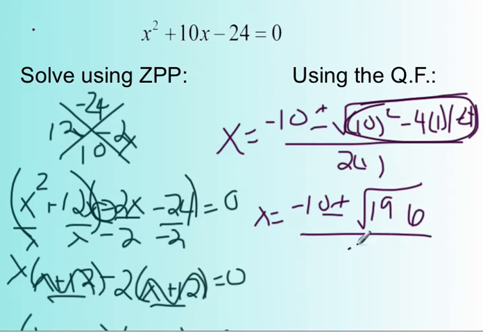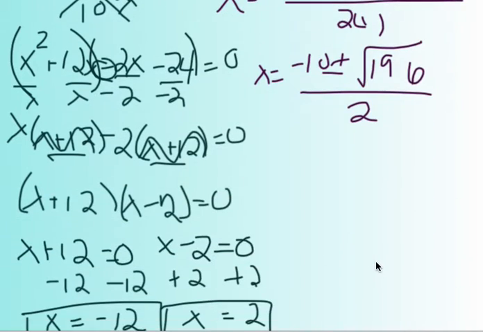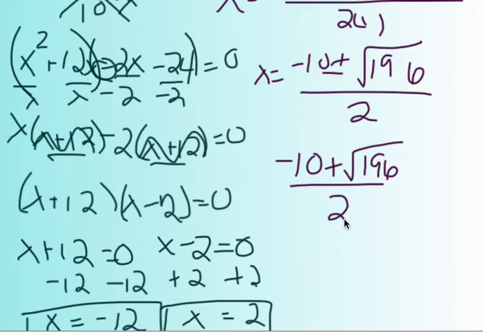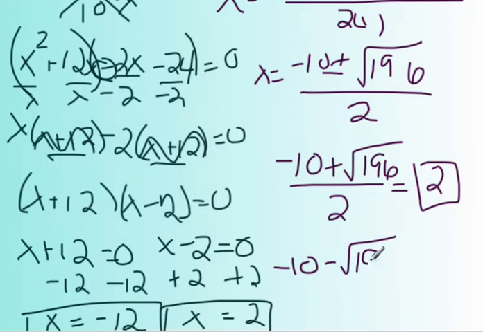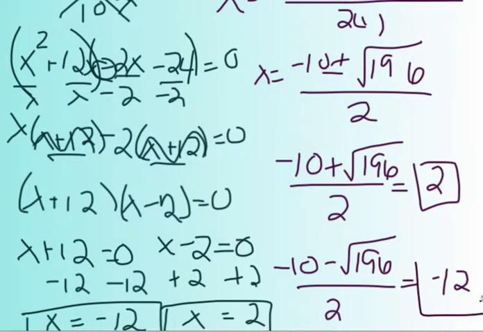Notice that the square root is still there. Then I'm dividing that by 2. So now I want to do my positive and my negative version. So first, my positive version, negative 10 plus the square root of 196. And then you're going to hit enter, and you're going to divide that by 2. And when you do that, you end up getting 2. Negative 10 minus the square root of 196, hit enter, and then you're going to divide it by 2. And when you do that, you get negative 12, which is exactly the answers that we got when we did the zero product property.